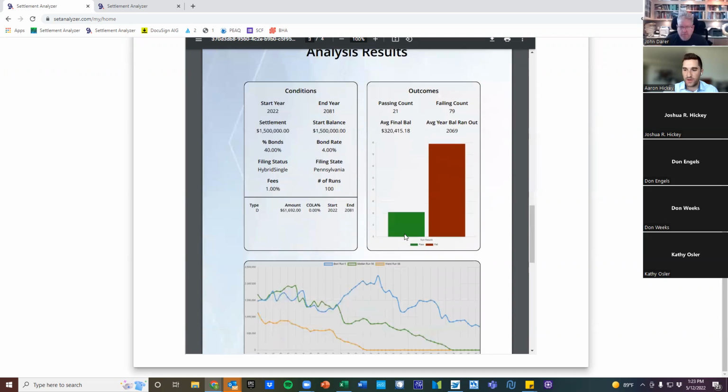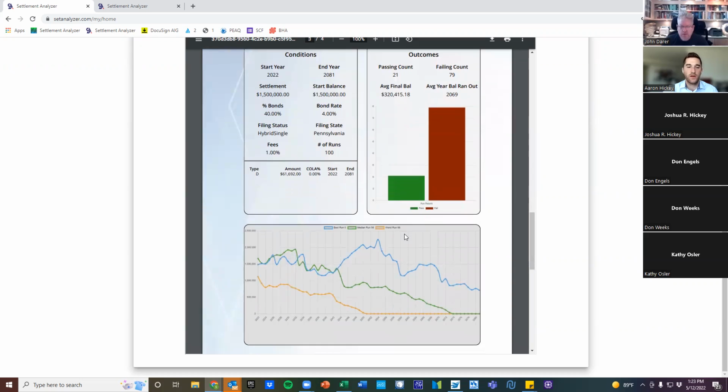The third page here is, again, a short summary of the parameters that you put into place to begin with, and then the outcomes that came along with it, including an average final balance of the times that the account had money left in it, as well as the average year that the account ran out, if it ran out.